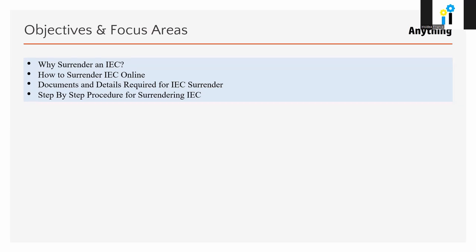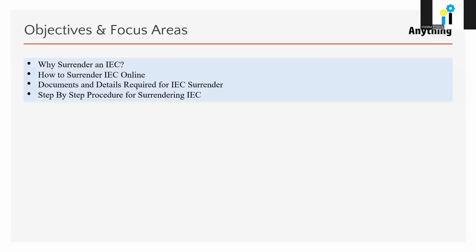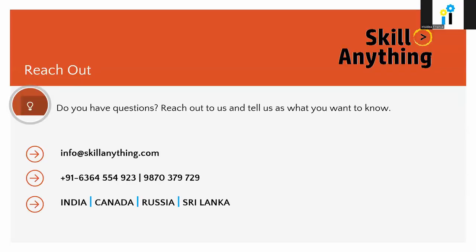Next, the step-by-step procedure for surrendering an IEC. Just visit DGFT, then the Services tab, then search for IEC Profile Management. Once you search for IEC Profile Management, click on Surrender IEC. Then do the login. After login, check that every detail is correct, and after that click on Surrender. Once you surrender, all your future transactions will be revoked. I hope you have understood.